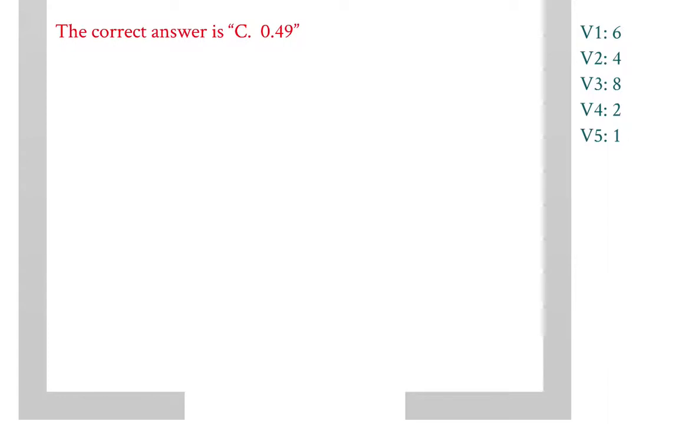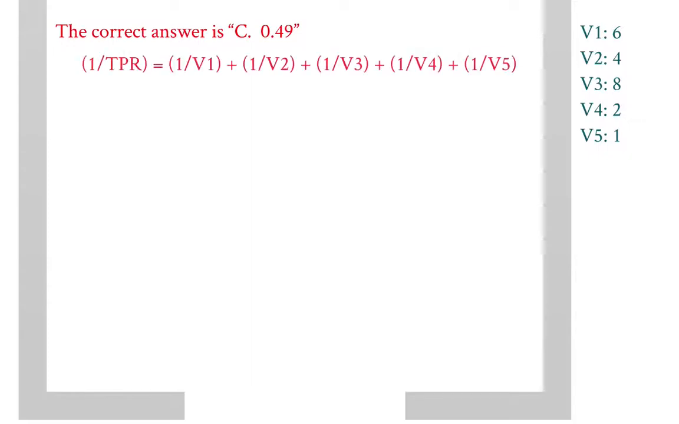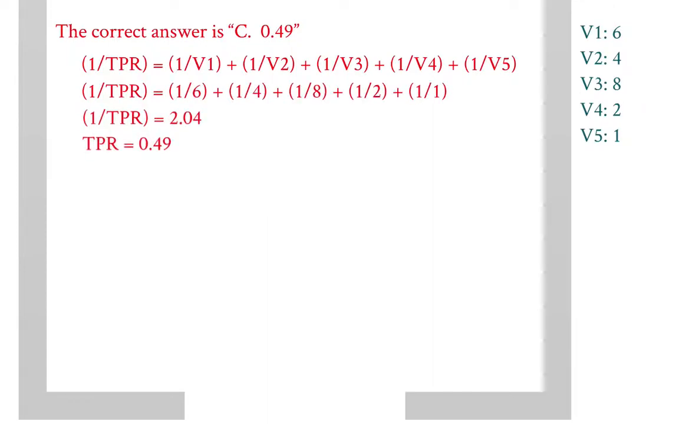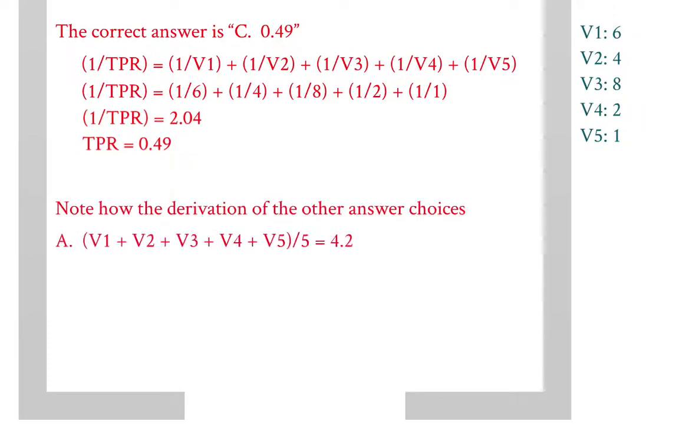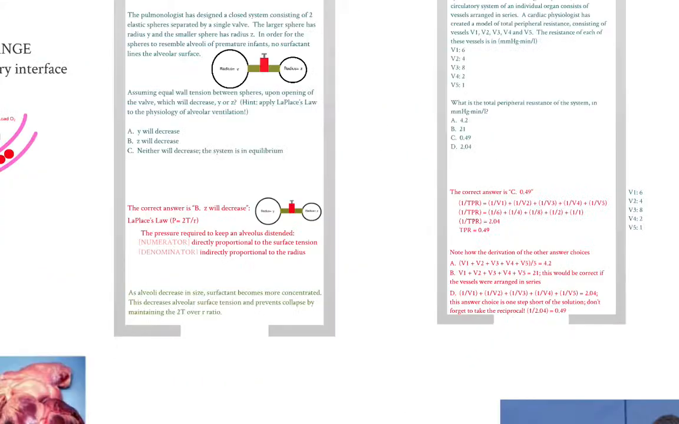Think of your organs as resistors. Your cardiovascular system is designed as a parallel circuit. The reciprocal of the total peripheral resistance is equal to the sum of the reciprocals of the individual resistances. Each resistance that is added to the system decreases the total resistance. This parallel arrangement decreases the work of your left ventricle. Note the derivation of the other answer choices.